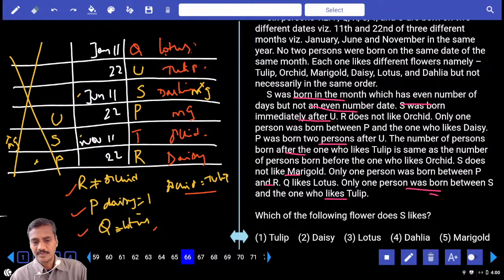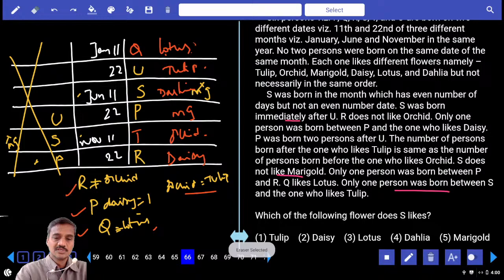S and... S was born immediately after you. S does not like marigold. Only one person between S and the one who likes tulip. Fine. Now between S and the one who likes tulip, there must be exactly one person. Hence we cannot have tulip at this place.